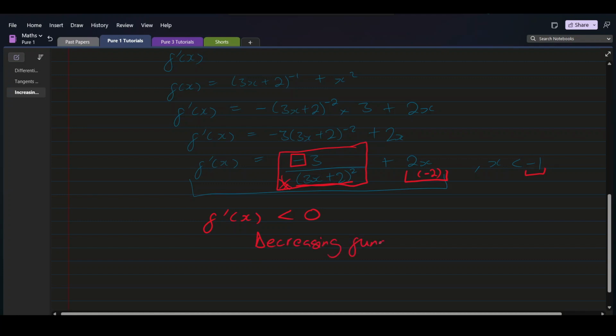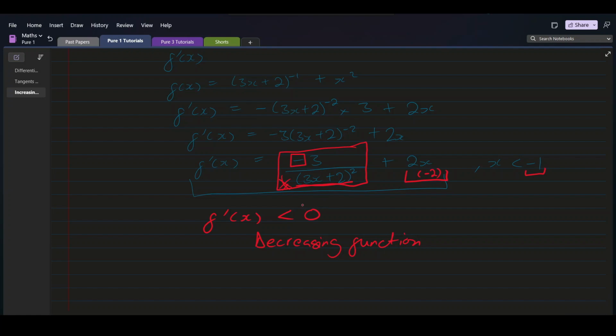So the argument that you have to make is that in the first term, the denominator is squared, so for all values of x, the denominator is positive. In the numerator, we have a negative sign, so overall the fraction will be negative. And for the second term, 2x, our x values are less than negative 1, so whatever value we substitute that's less than negative 1, it will always yield a negative value for 2x, meaning that the overall f prime of x will always be less than 0. Hence, f of x is a decreasing function, and that would be our final answer.